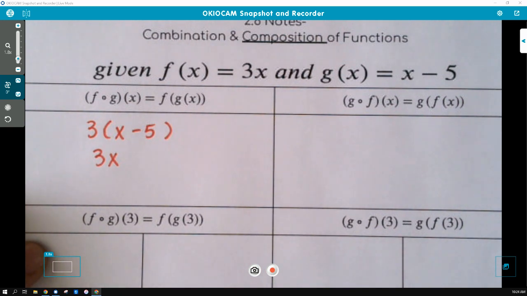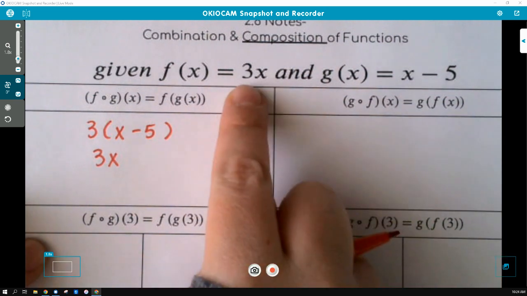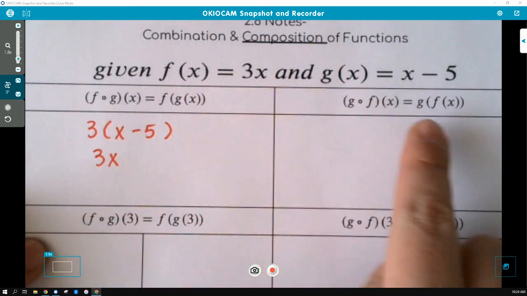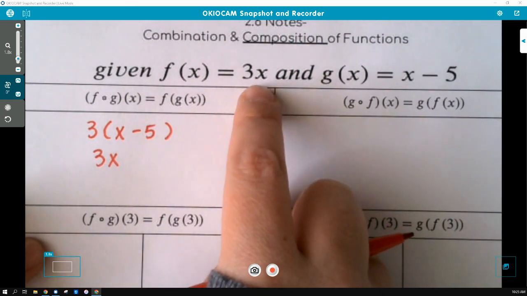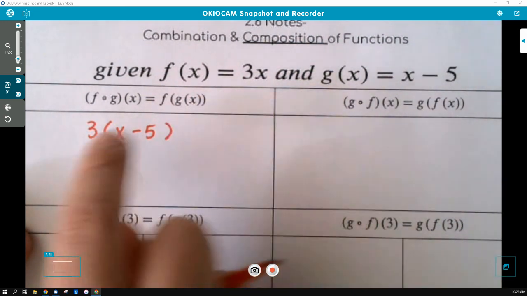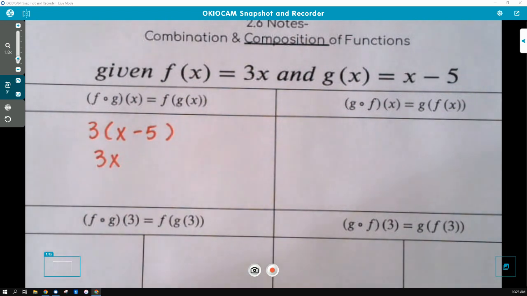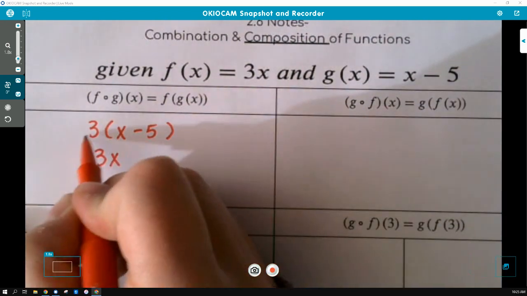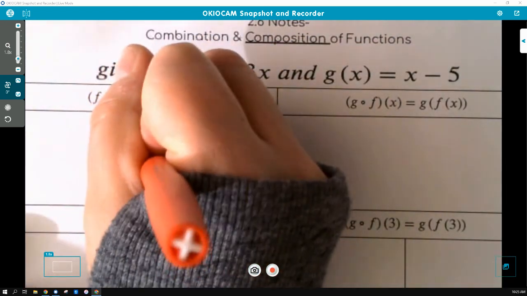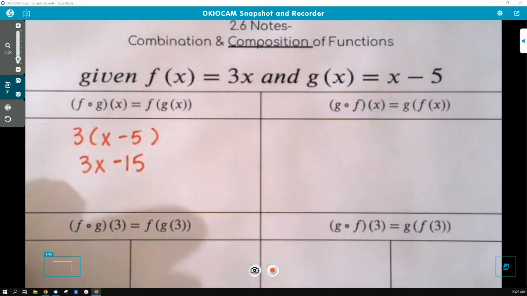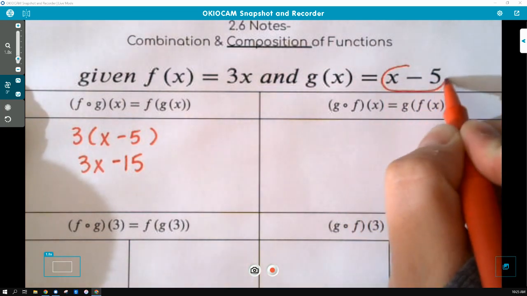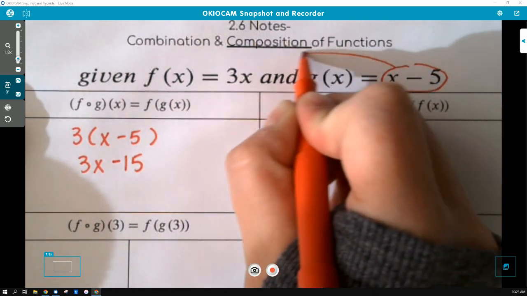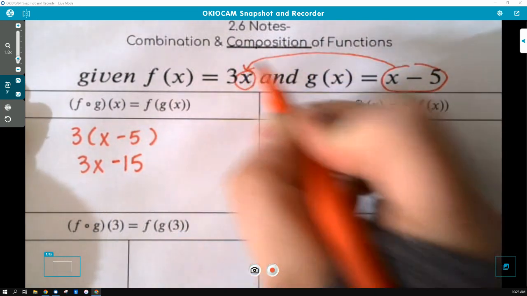3 times x is 3x. No. I thought it says f of x is 3x, not 3. So f of x is 3x. Yeah. I took my x minus 5. I replaced the x with x minus 5. So when I substitute it in, there's not an x there anymore. And then 3 times negative 5 is negative 15. So what I've done is I've taken this guy and plugged him in here.